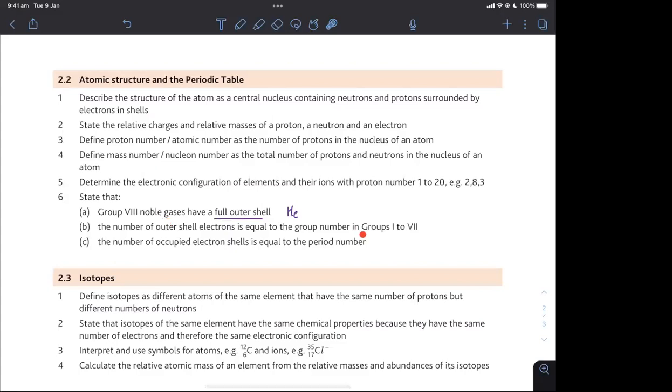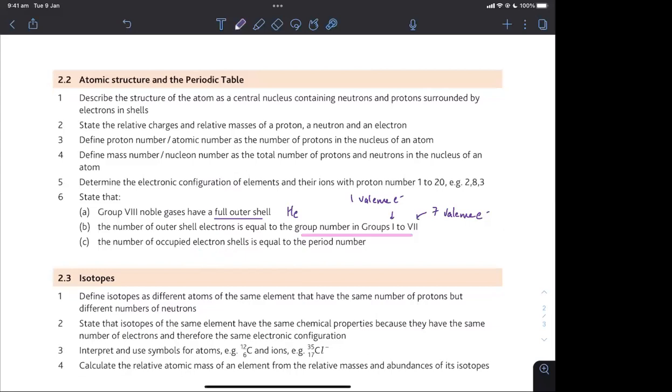Things like group number are very important in the bonding topic as well. Group number tells you how many electrons you have in the outer shell, but according to the syllabus, it only tells you up to group 7, because when you have group 8 or noble gases, things like helium don't have 8 electrons in the outer shell. So be very careful. Period number tells you how many electron shells are occupied.